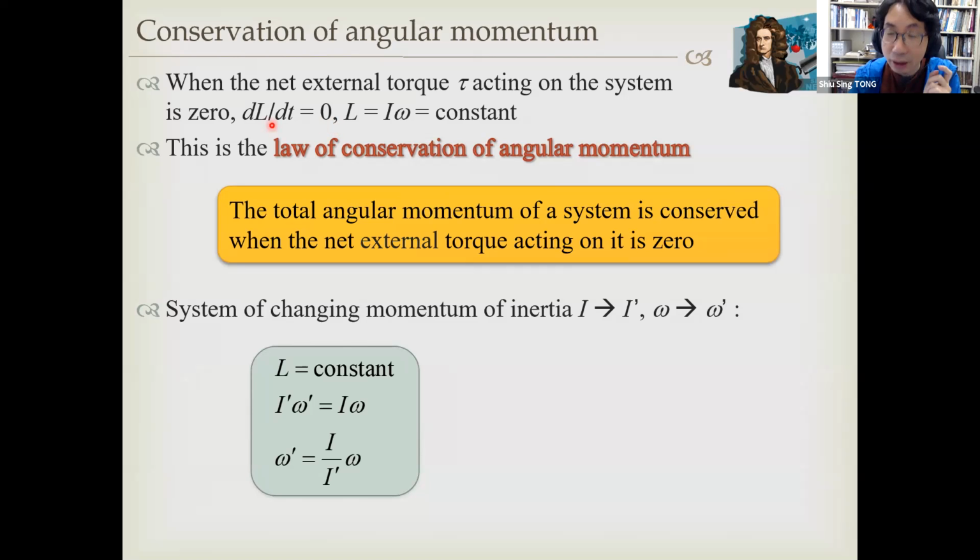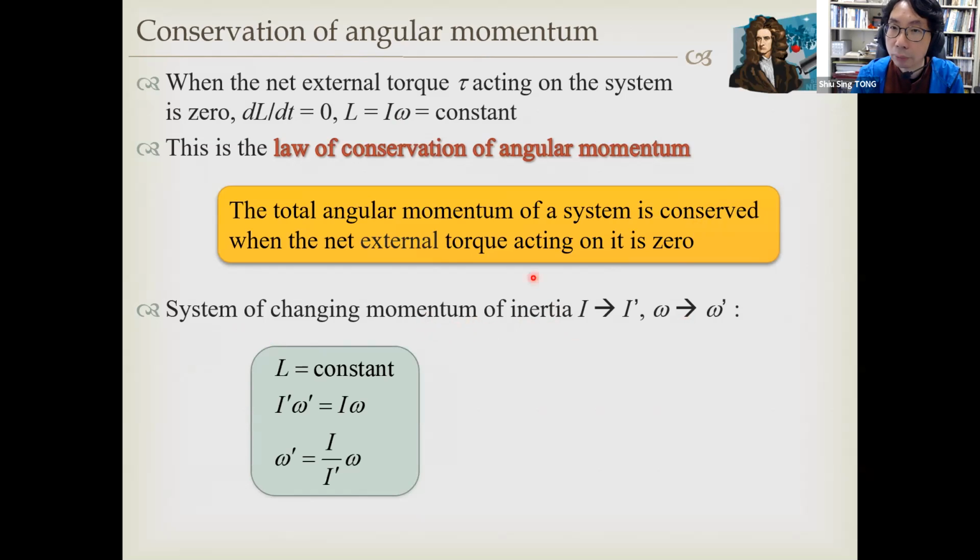Whenever you have the derivative of a quantity equal to zero, that means that quantity will not change in time. And that means that quantity is a constant. For a body rotating about a given axis, you may write the angular momentum as the moment of inertia multiplied by the angular speed. That is the expression of angular momentum of the body rotating about a certain axis. So that is the law of conservation of angular momentum. If the total external torque acting on the body is zero, then the angular momentum of the system is conserved.